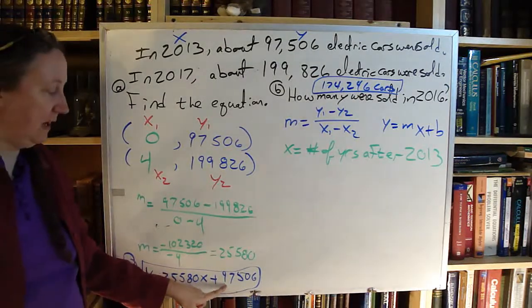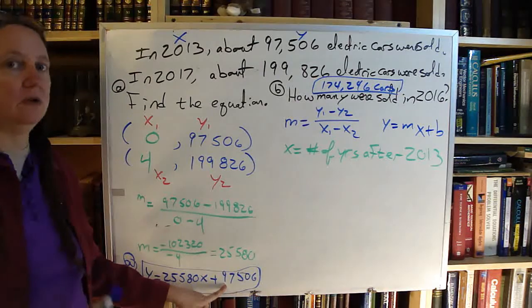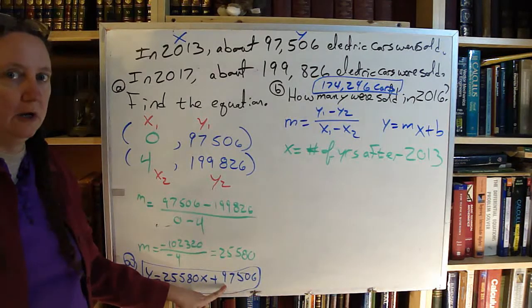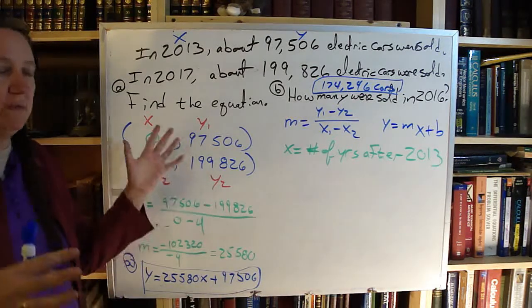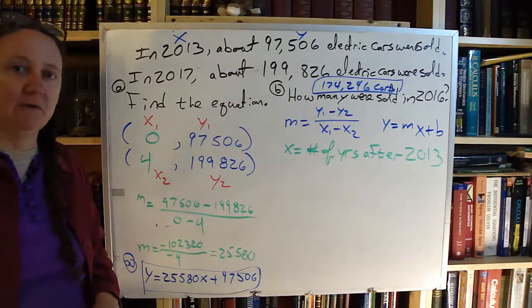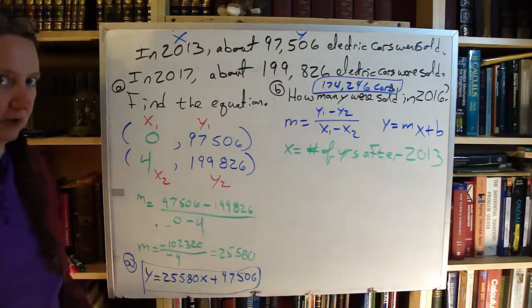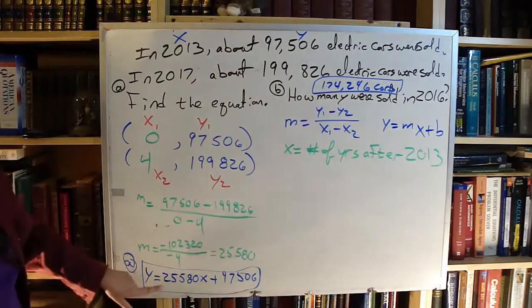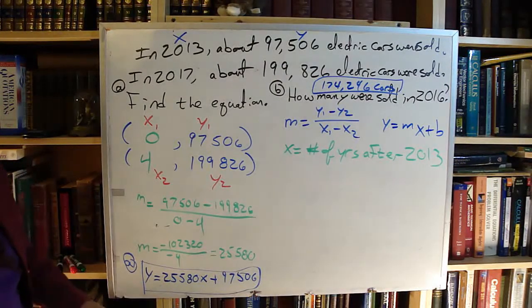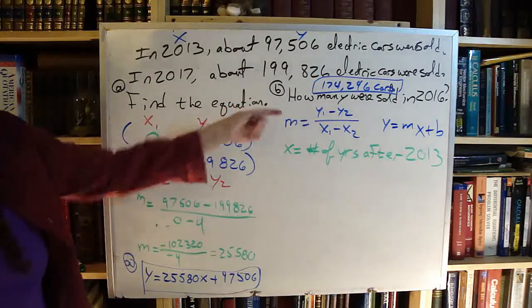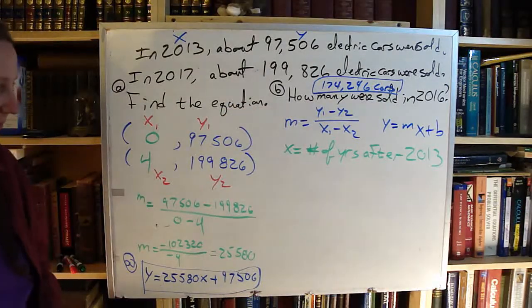That 97,506 is a much nicer number to work with than that huge monstrosity of a number that we had before. Still a big number, but it's not as bad as the other one. So now I'm going to take this equation and I'm going to solve for how many cars were sold in 2016.